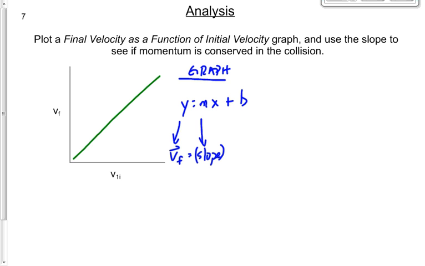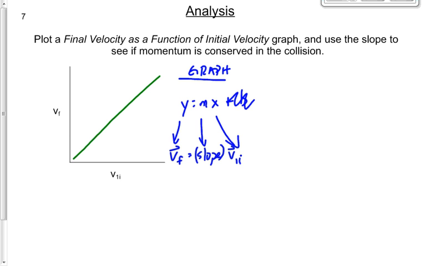The x-axis is going to be v1i, the initial velocity of car number 1. B stands for what? B is the y-intercept. There will be no y-intercept here. And the reason there'll be no y-intercept is because, think about this, if v1i is 0, car number 1 isn't moving, then how fast are the two of them moving after the collision? Well, there is no collision, so they're not moving at all. So you're going to have a point that's 0, 0. It should go through the origin. There is no y-intercept. Okay, so far so good? There's the equation for my graph.